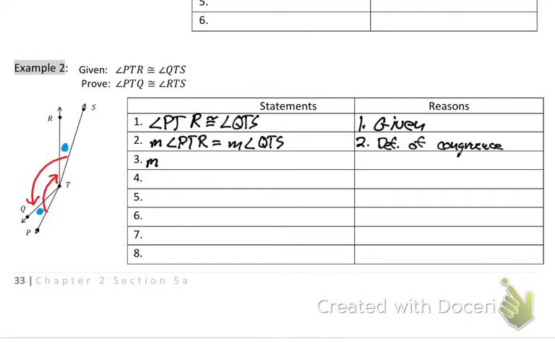So do you see that angle PTQ? Do you see that little angle right here, PTQ? If I then add on to this bigger angle, let's call it RTQ, that would equal that big angle that was given there. So that would be PTR.